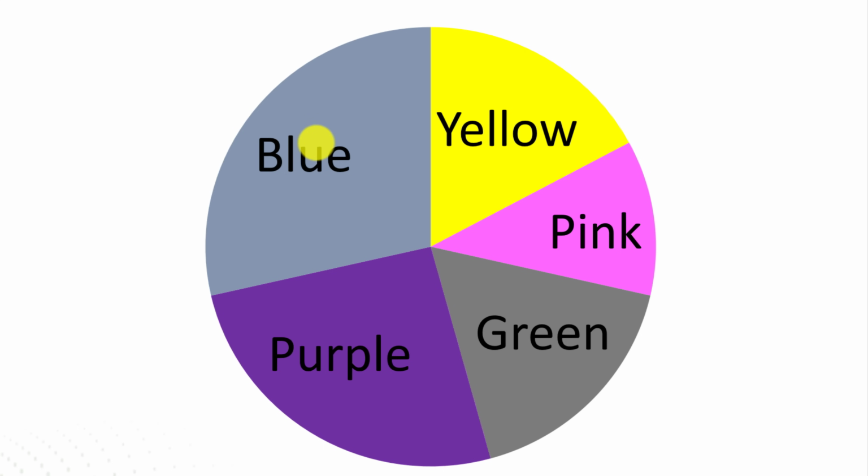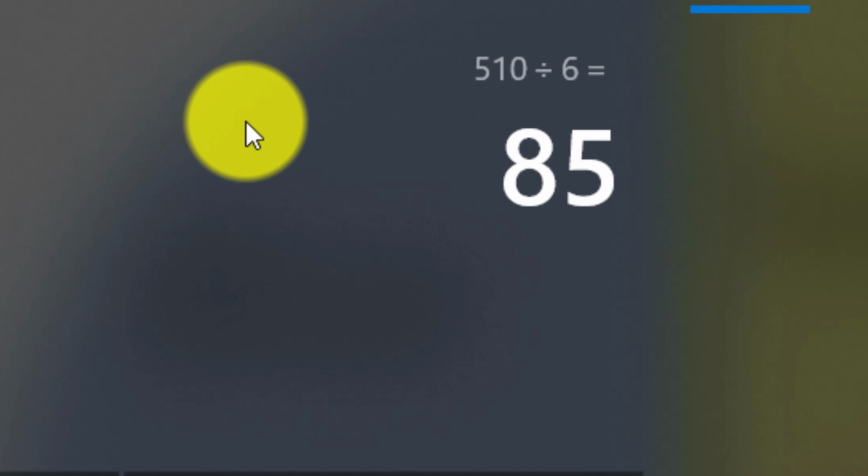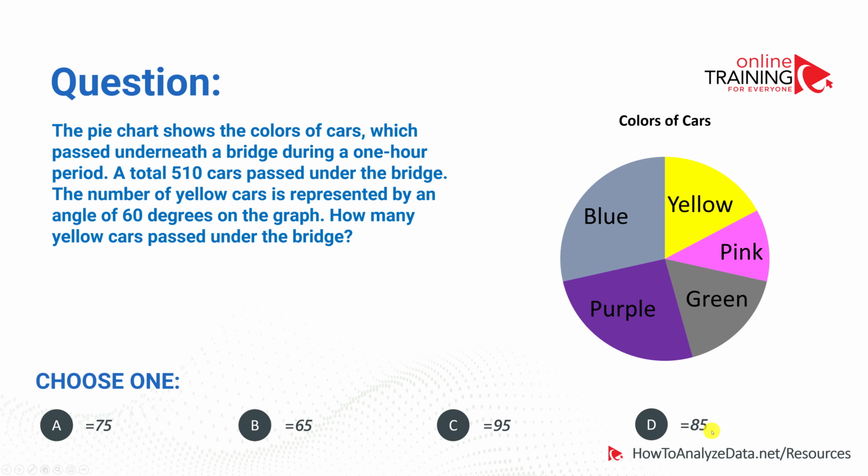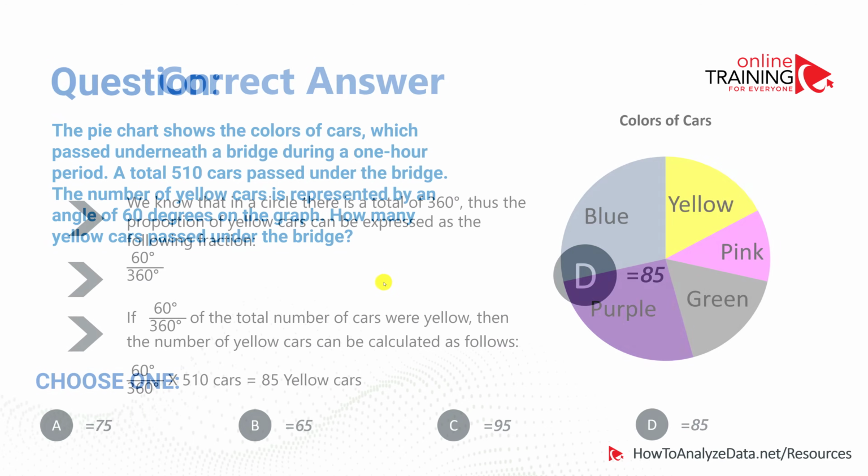Because 60 is 1/6 of 360, it means that 1/6 of 510 cars passed under the bridge. We need to divide 510 by 6. 510 divided by 6 is 85. So the correct answer here is D, which is 85.